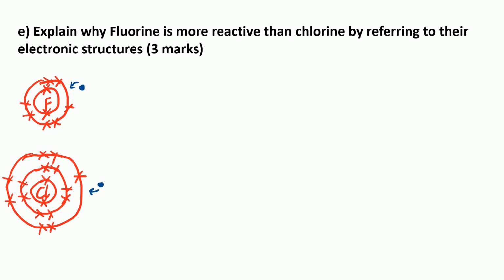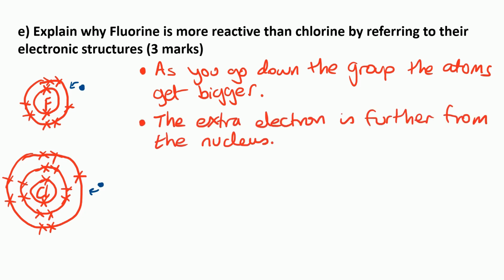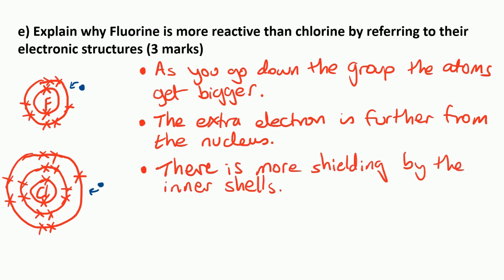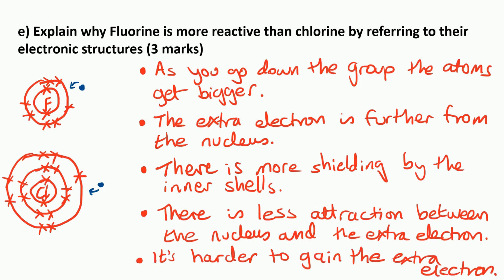Well, we need to say as you go down the group, the atoms get bigger. The extra electron is further from the nucleus. There's also more shielding by the inner shells as you go further down the group. There's more shells in the way between the nucleus and that extra electron. That means that there's going to be less attraction between the nucleus and the extra electron. So it becomes harder to gain that extra electron, and that's why they become less reactive going down the group.